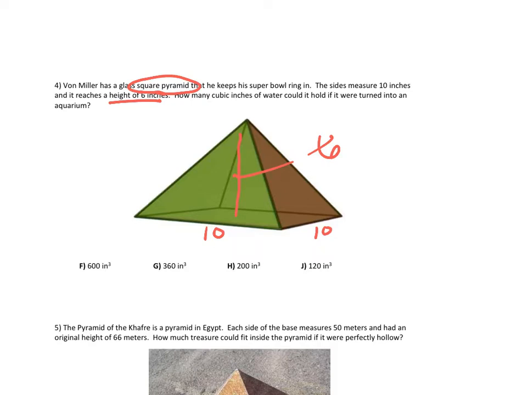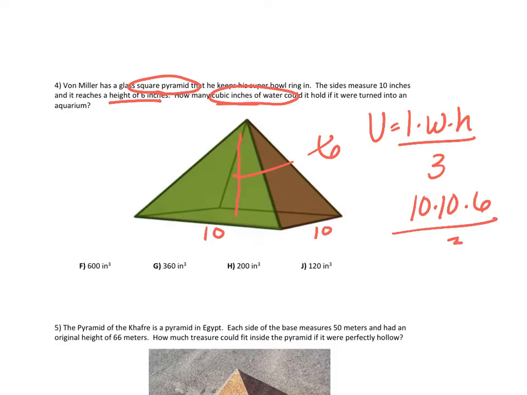So we're doing how many cubic inches of water could it hold? So you're talking about volume. This is a pyramid, so it changes again. Remember, length times width times height divided by 3 because pyramids are a third. So length is 10, width is 10, height is 6 divided by 3. Okay, well I'm going to do 6 divided by 3 because that's easy. And I've got 10 times 10 times 2. 10 times 10 is 100. 100 times 2 is 200. And there we have H.